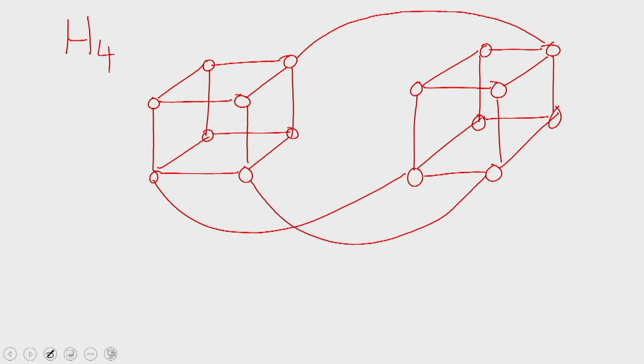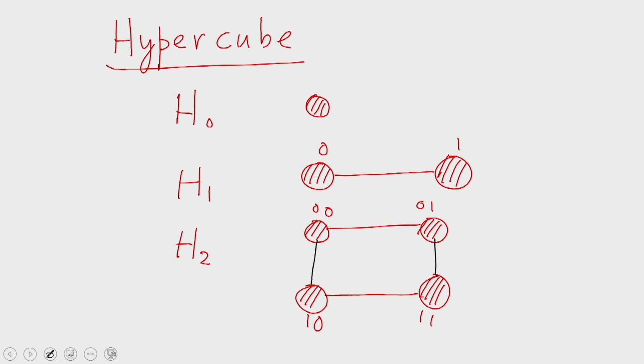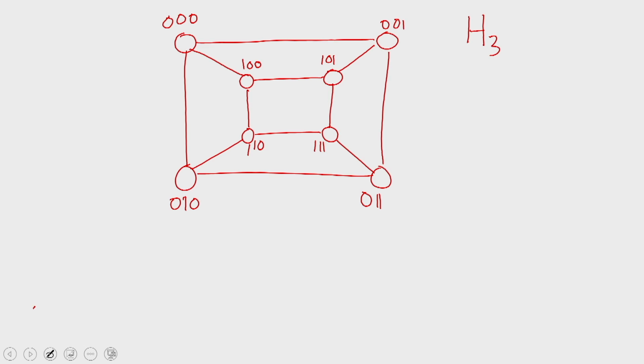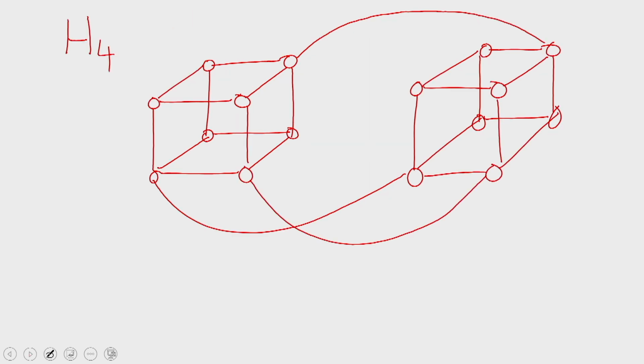So, you can see that as you go from one dimension to the next, the number of nodes in the hypercube doubles. In H0, there is only one node, 2 power 0 equal to 1. In H1, there are two nodes, 2 power 1 equal to 2. In H2, there are 4 nodes, 2 power 2 equal to 4. In H3, there are 8 nodes, 2 power 3 equal to 8. And in H4, there are 16 nodes, 2 power 4 equal to 16.